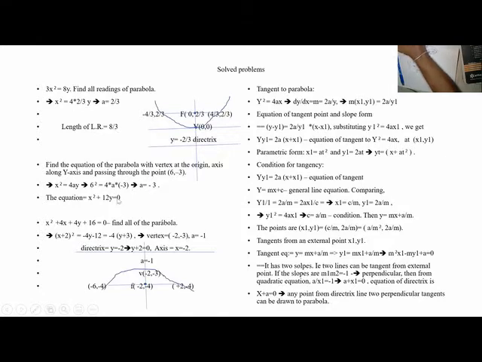Let us see another one. Find the equation of the parabola with vertex at origin, axis along the y-axis, and passing through the point (6, -3). So this is basically x² = 4ay. x is 6, y is -3. If I substitute, what I am getting? a is -3. So the equation is x² + 12y = 0. So we have to simply substitute into the equation.